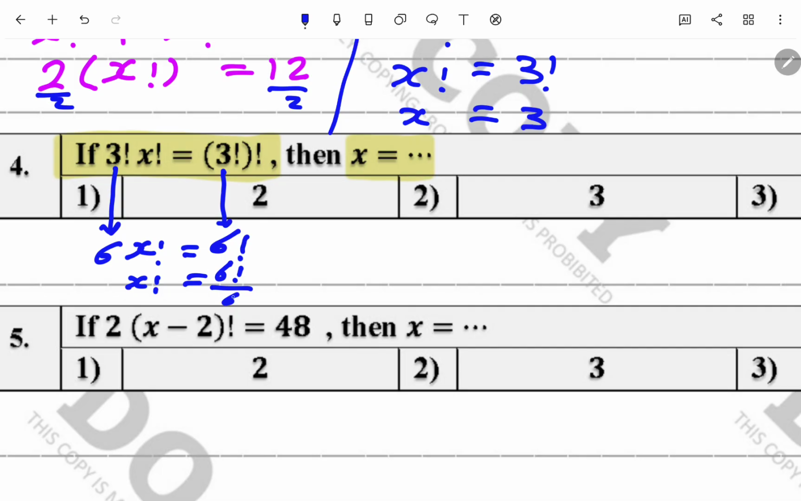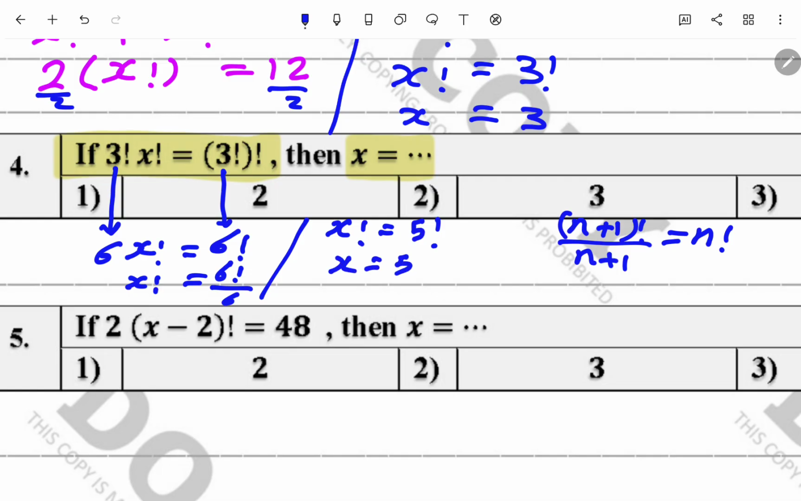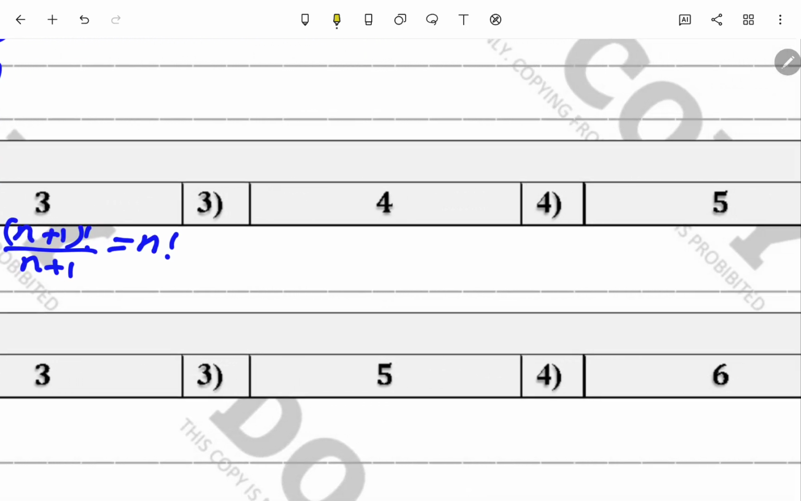You can simplify this or use the way that we told you about, which is (n+1)! divided by (n+1) will give you n!. So that will give you x! equals 5!. Cancel the factorial here and there, and that will give you x equals 5. So your alternative will be the fourth.